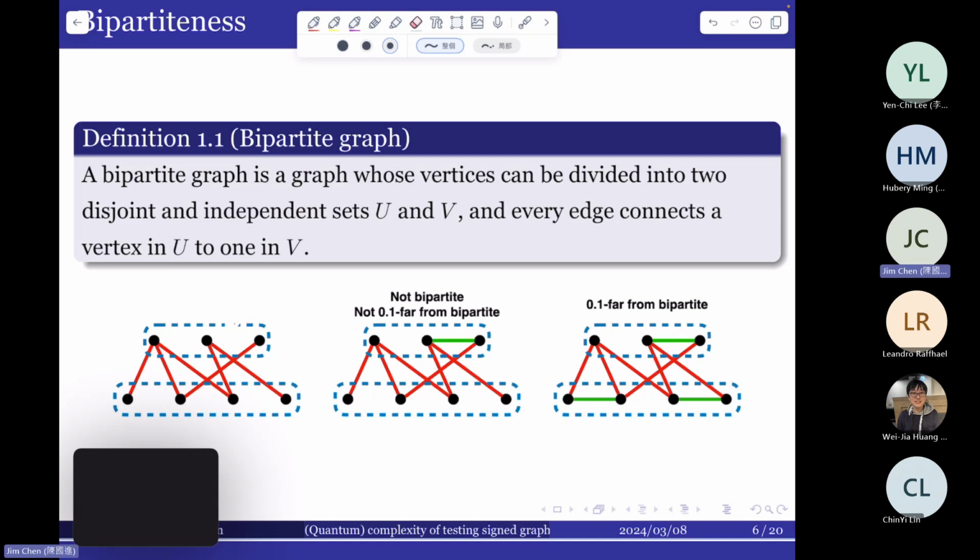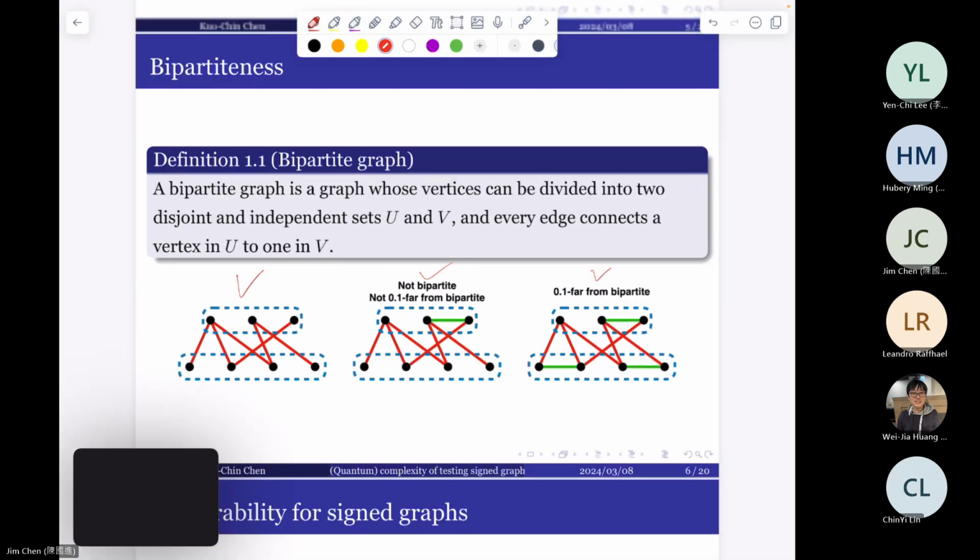This is for the bipartite, this is for the not bipartite but close to bipartite, and this is far from bipartite, which means we have to remove a lot of edges. A lot of edges means the number of edges that have to be removed or added is proportional to the number of vertices in the given graph. I see. Thank you.